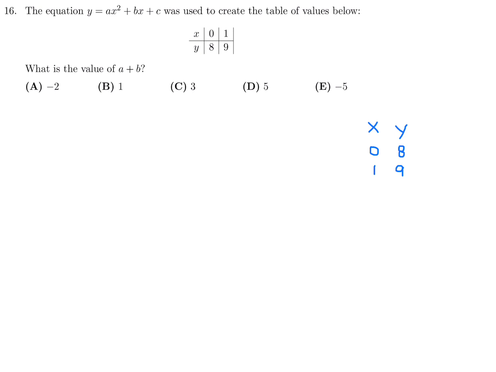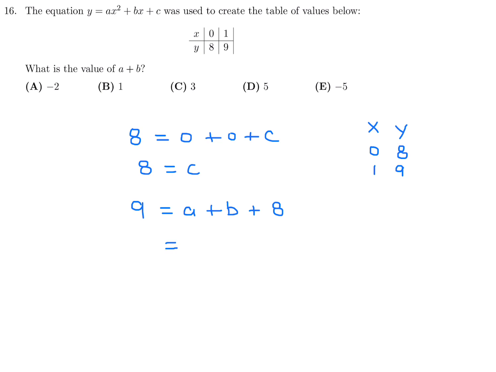All right, so let's substitute this guy first. X is 0 and y is 8 into this equation right here. So 8 for y and then 0 for x, so I get 0 plus 0 plus c. So very quickly I get c is equal to 8. Okay, let's now substitute 1 and 9. So when y is 9, I get a plus b plus c, but c is 8.